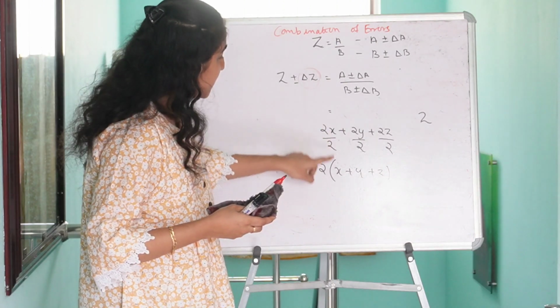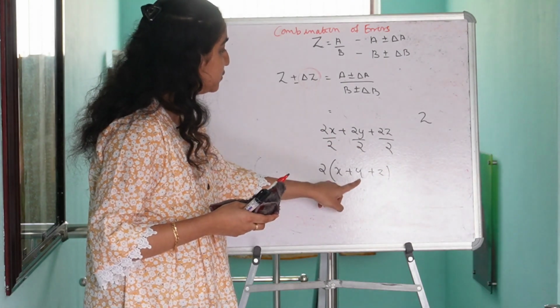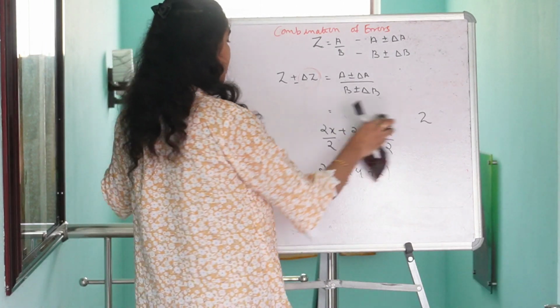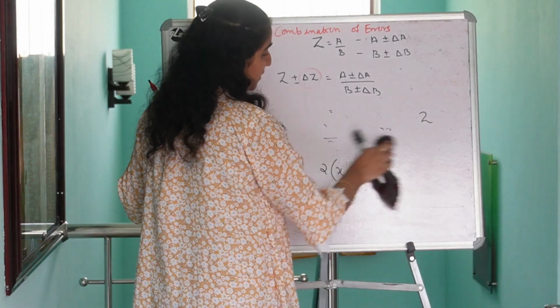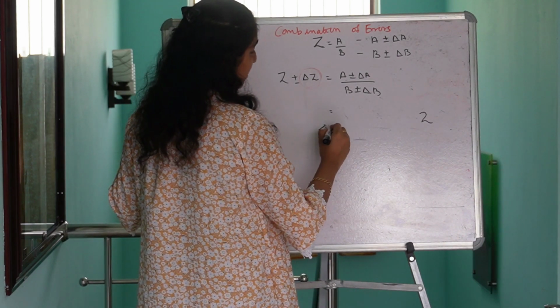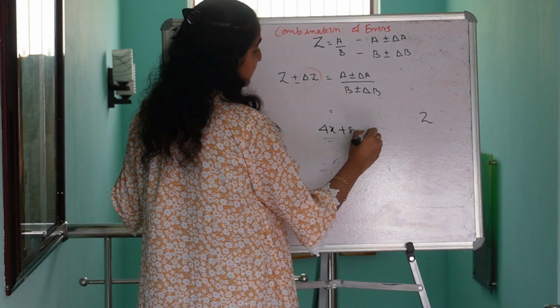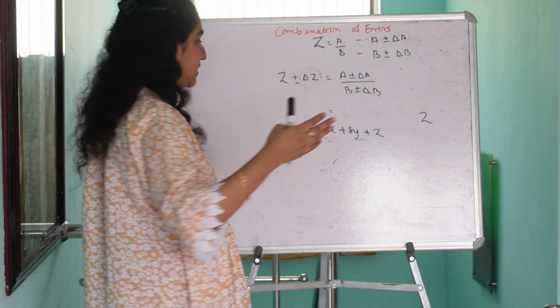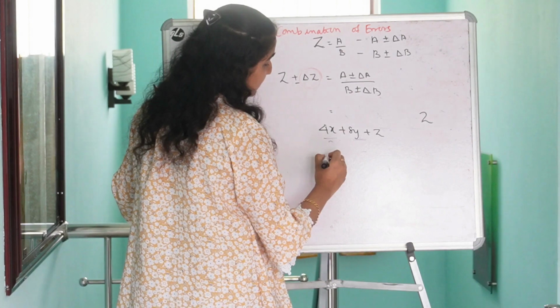When I divide 2x by 2, I get x; 2y by 2, I get y; 2z by 2, I get z. Is it clear? Yes. Let's see one more example. Suppose it is given 4x plus 8y plus z. Here also I have to take 2 commonly outside from all the terms. So how do I do?